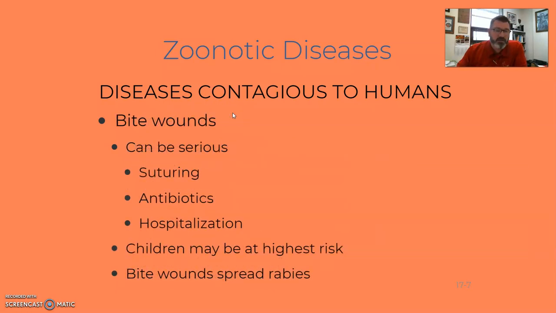All right, first things first, let's talk about bite wounds. Of course, besides being a bit traumatic, they can be serious because of the suturing, the antibiotics, and the hospitalization that can occur. And of course, children are at highest risk because we can spread something like rabies, or there might be some other pathogen being carried by a cat or a dog that might be responsible for that bite wound. And the saliva that some of these animals have harbors a lot of nasty bacteria and pathogens. So you have to be aware of what you're dealing with that caused the bite wound.